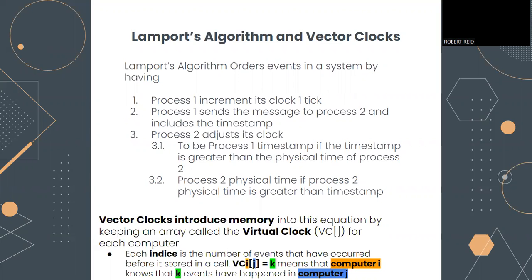Vector clocks introduce memory into this equation by keeping an array called the virtual clock, where each index is the number of events that have occurred before it stored in a cell. For a 3-process system, each process has 3 arrays corresponding to each other's process and their own, known as VC, virtual clock, I, corresponding to computer I, with index j corresponding to computer j. This index returns an integer value equal to k, which is the number of events that have happened before.